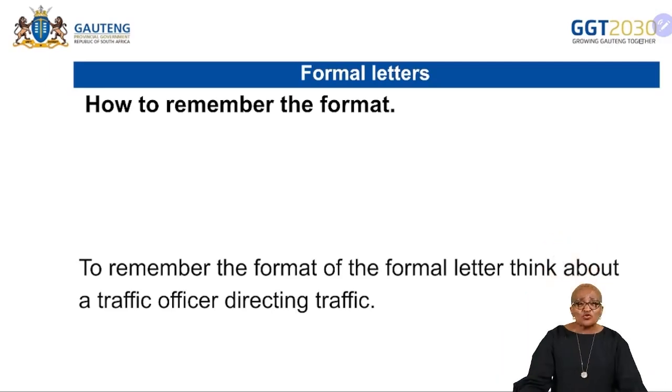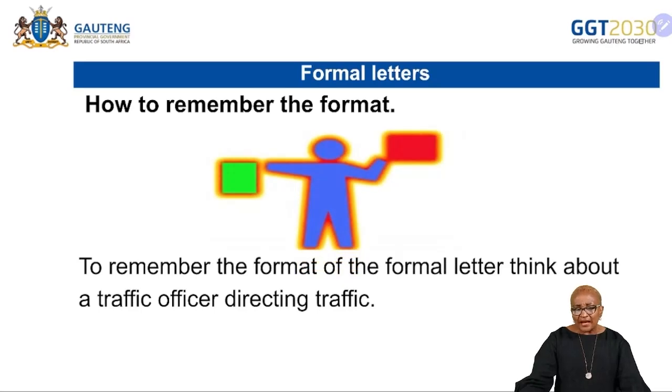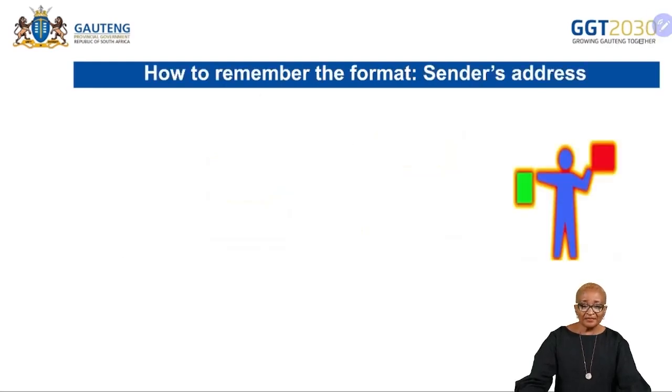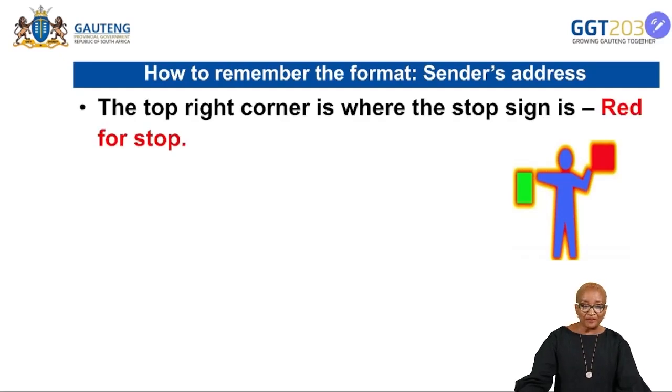I hope most of you have seen traffic officers directing traffic. And they look like more or less this young man here or this young woman here. How to remember the format then with the traffic officer in mind? The top right corner is where the stop sign is. And that is the red, which is normally used for stop.